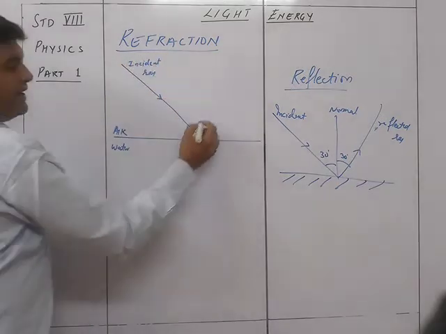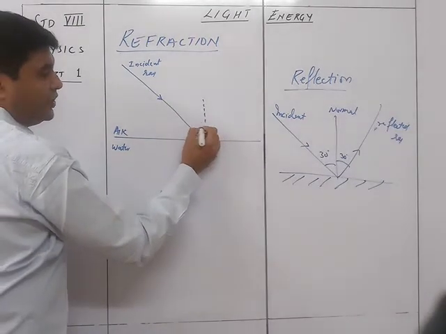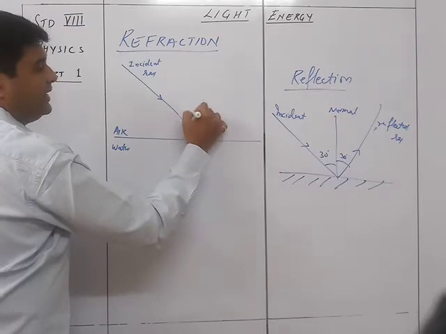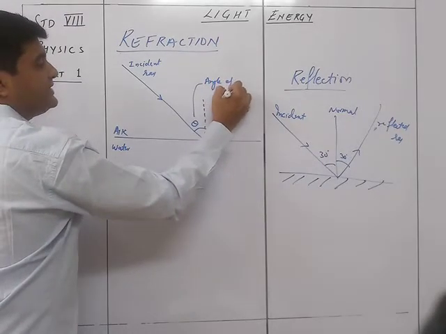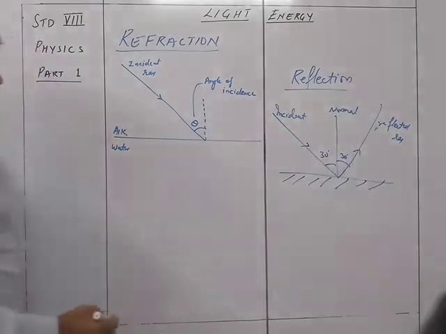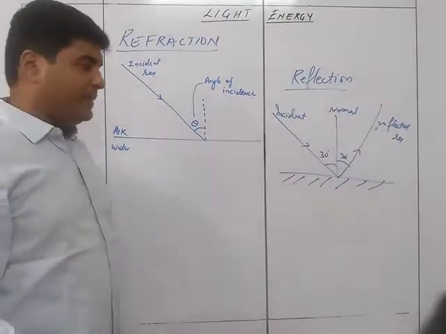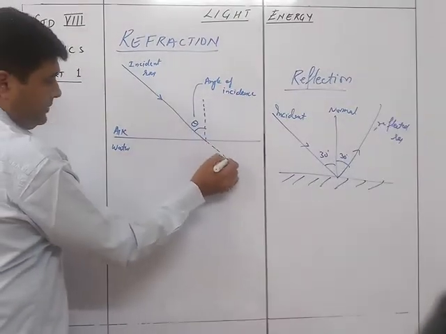And this incident ray makes an angle with a perpendicular drawn over here, and this angle over here is called the angle of incidence. Okay. Now normally what should have happened is that when it's traveling from here to here, it should go straight.